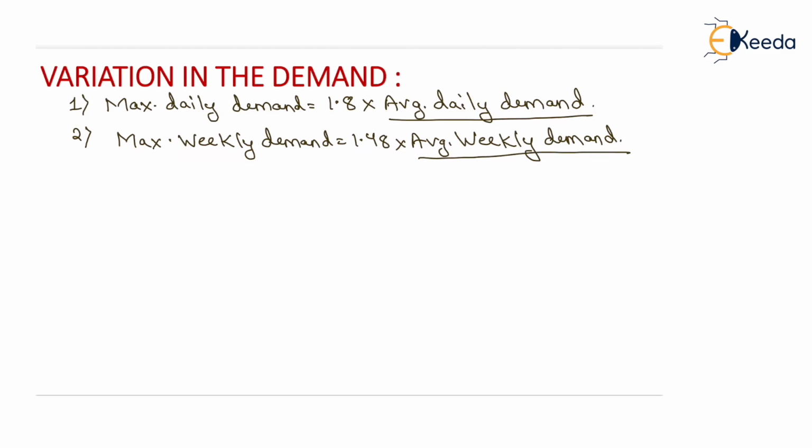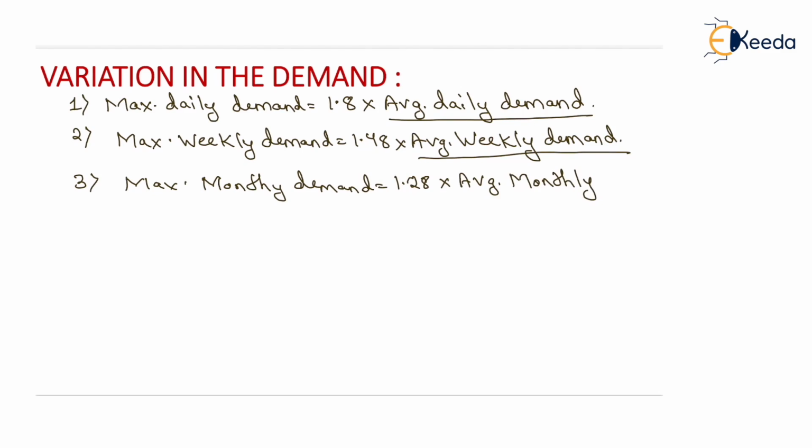Now if we want to compute the maximum weekly demand, we will need to multiply the average weekly demand by 1.48. Now the next will be the maximum monthly demand. Now the maximum monthly demand generally varies as 1.28 times the average monthly demand.